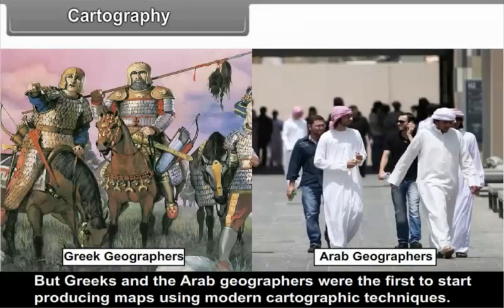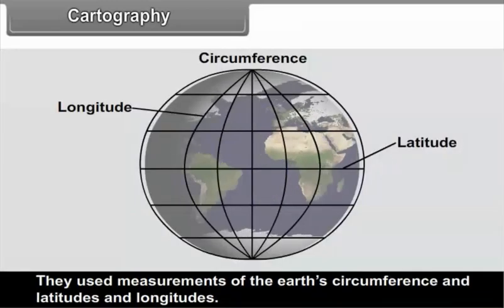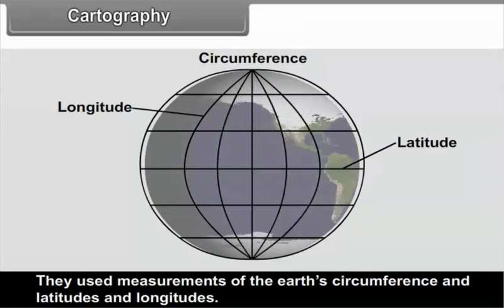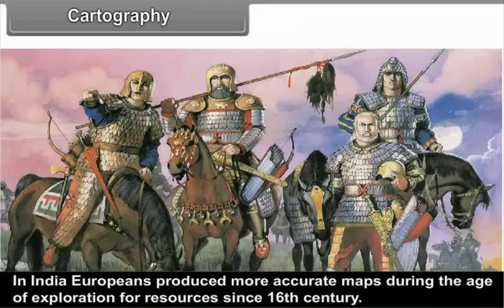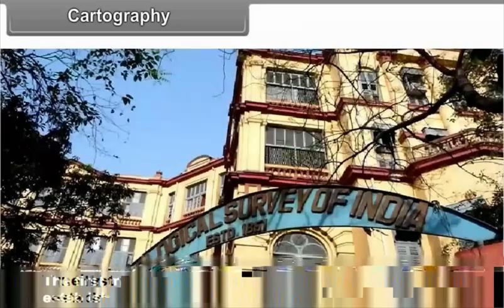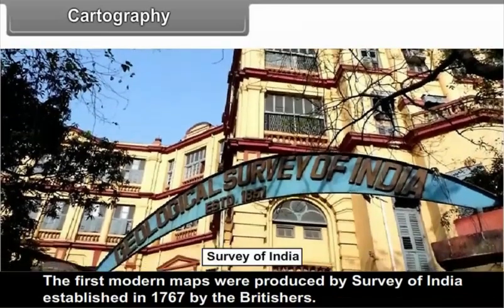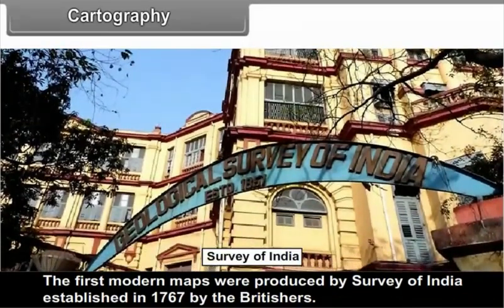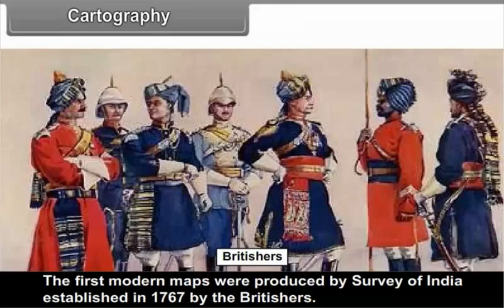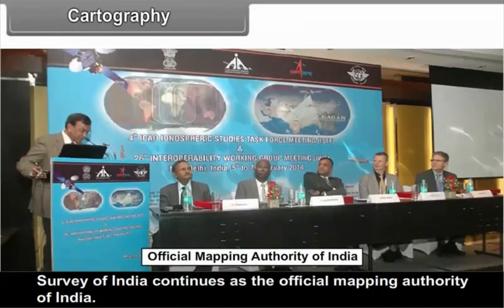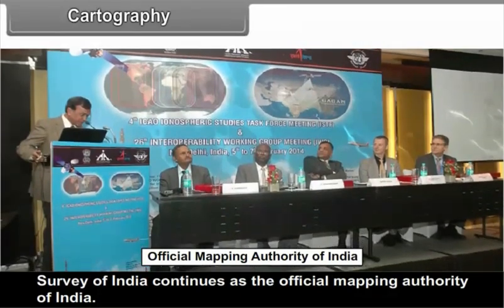But Greeks and the Arab geographers were the first to start producing maps using modern cartographic techniques. They used measurements of the Earth's circumference and latitudes and longitudes. In India, Europeans produced more accurate maps during the age of exploration for resources since the 16th century. The first modern maps were produced by the Survey of India, established in 1767 by the British. Survey of India continues as the official mapping authority of India.